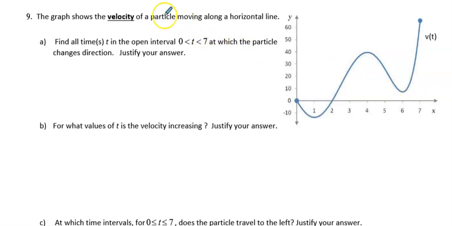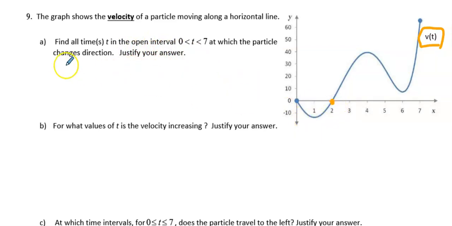So for question number 9, this is the last one. It says the graph has a velocity. So it tells us the velocity, which again is really important. So this is the velocity function. It says, find all times on the open interval in which the particle changes direction. Justify your answer. So this is just another graph analysis problem.